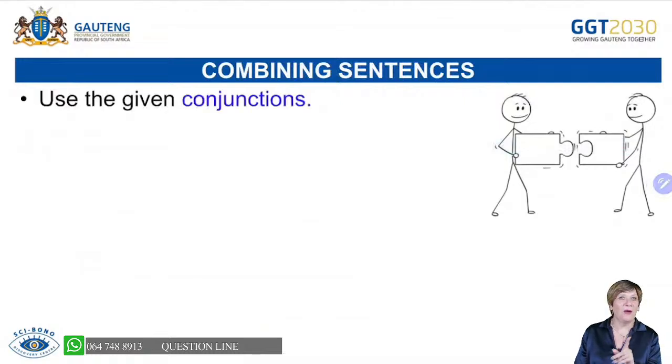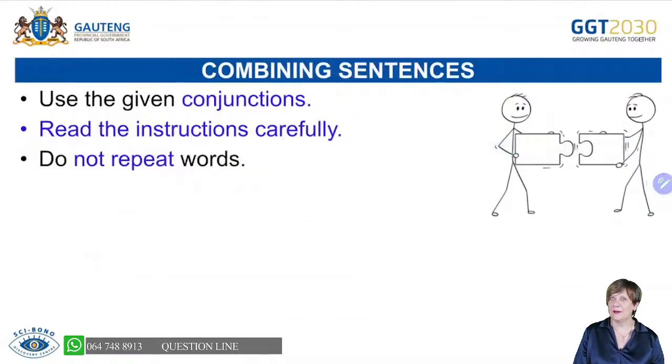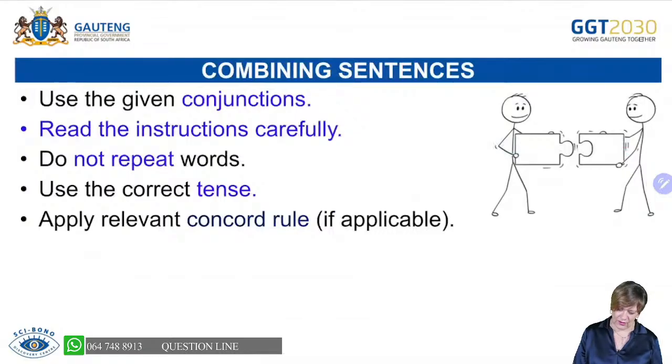Now, I know we spoke about how we are fanboys for our conjunctions, but this is a bit more tricky. When we ask you to combine sentences, we will give you a specific conjunction. So read the instructions very carefully. Do they want you to start with it? Or didn't they say anything? Then, make sure you don't repeat words. And lastly, make sure you use the correct tense, because there might be a change of tense. And very important, your subject and your verb must agree.